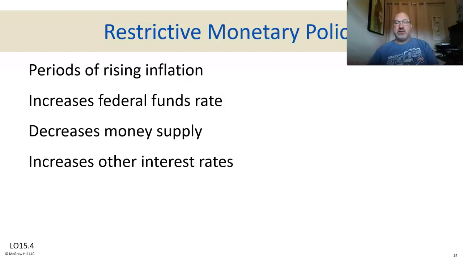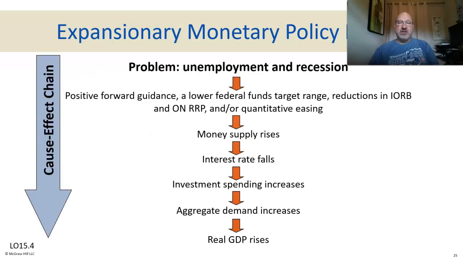Restrictive monetary policy. We got periods of rising inflation, seeing that now, 2023 summer. Increases the federal funds rate, decreases the money supply, increases the other interest rates. Okay, trying to raise the interest rate so people look at it and go, that stuff looks expensive. People and businesses, that looks expensive. Maybe we shouldn't be spending this money. Okay, so if y'all slow down the spending, maybe prices go down.